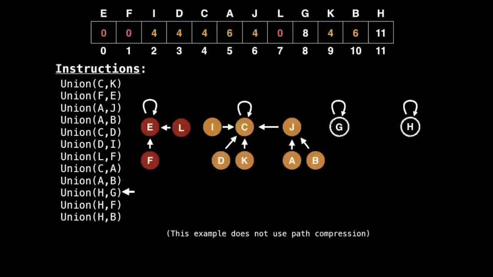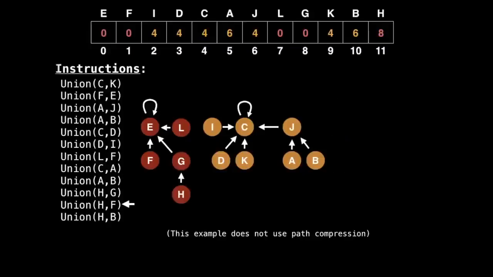So H and G, they currently don't have a group, so I'm going to arbitrarily merge them into a new group, which is going to be the blue group. Now H and F. If I look, H's parent is G, and F's parent is E. The red component is larger, so I'm going to merge the blue group into it. And now, since G was the root node, I make it point to E, which was also the root node.